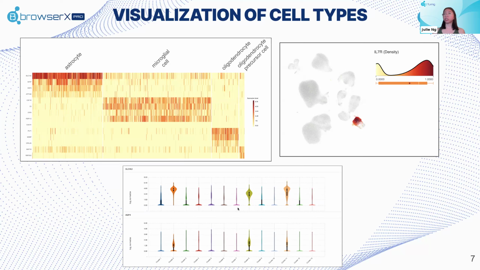Or lastly, violin charts are also really popular for visualizing marker genes. You can see here I have two marker genes for, I believe, our astrocytes. You can see how the expression of these two genes is higher within these particular clusters. Okay, so this is just an overview of all the different ways in which you can visualize cell types on BBrowserX Pro.